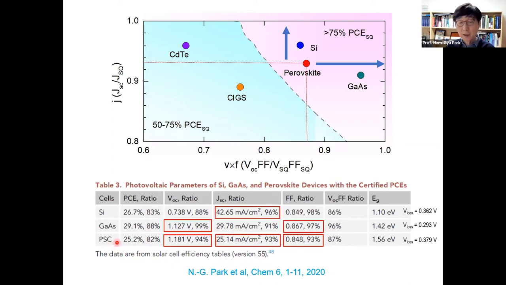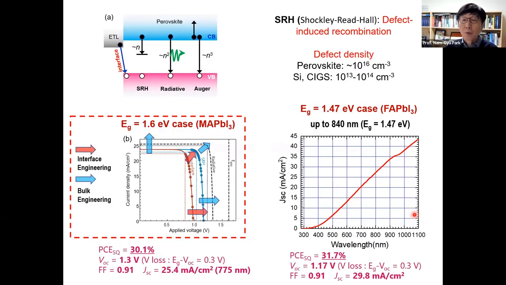Based upon this data, for the case of the perovskite solar cell, the voltage loss is about 0.38 volt, which is still higher than gallium arsenide and silicon. Therefore, we have to find the methodology to improve the open circuit voltage and also fill factor. Well, there is some recombination issue.